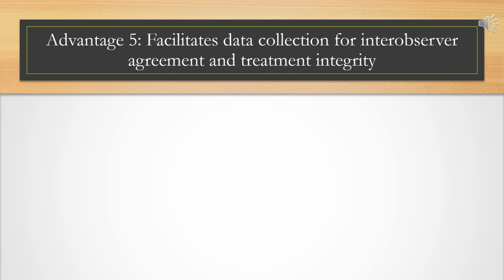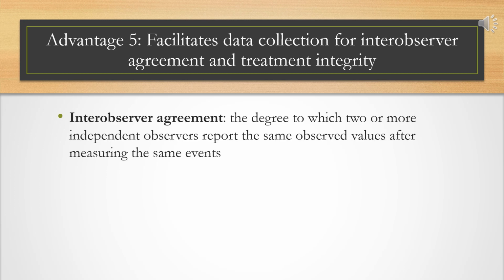Advantage 5 is that it facilitates data collection for interobserver agreement and treatment integrity. As a reminder, interobserver agreement is the degree to which two or more independent observers report the same observed values measuring the same events. This means that when two individuals observe something occur, they both record the same data. High IOA is often attributed to good operational definitions and training.